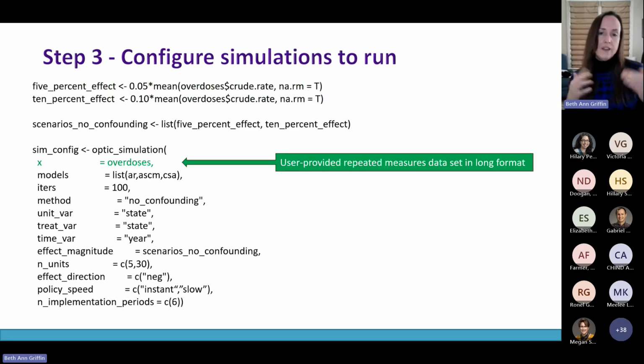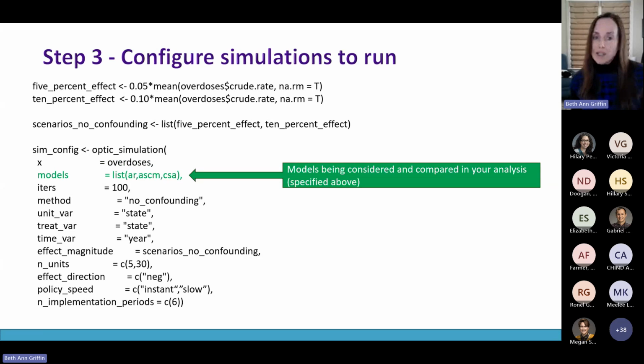Then the other thing, within the OPTIC simulation object itself, I'm going to point out a bunch of important things. You've got to give it your data set. In this case, our data is the overdose data from today. You want to list the models that you've already specified. So we've got autoregressive, the synthetic control method, and Callaway-Sant'Anna here.